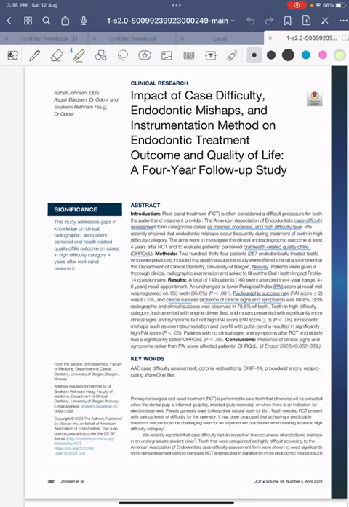The paper for today is "The impact of case difficulty, endodontic mishaps and instrumentation methods in endodontic treatment outcome and quality of life." It's a 4-year follow-up study published by Joy in 2023.